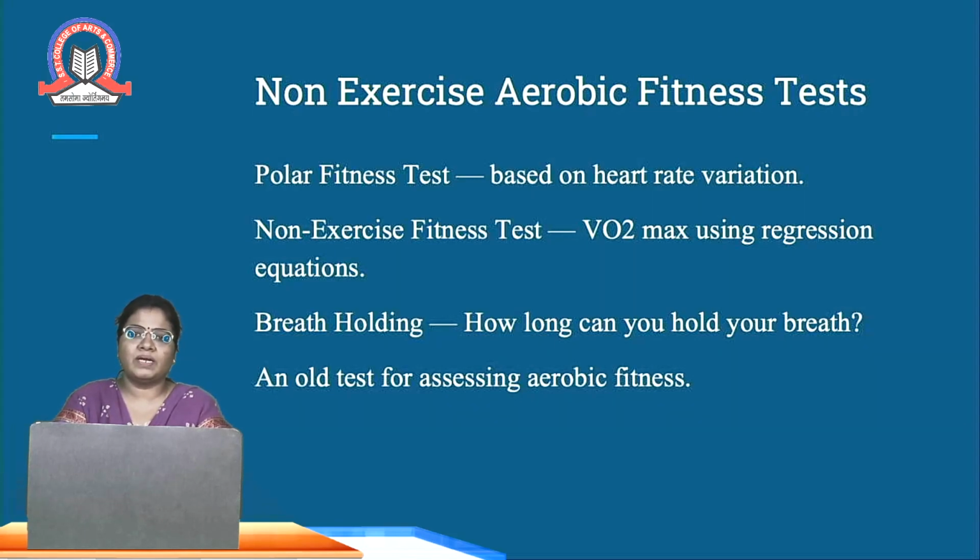So VO2 maximum, the part of oxygen taken in by the body, is converted into the regression equation. The regression equation is then converted to graph form. From there we can find how much cardiovascular endurance an individual person has.